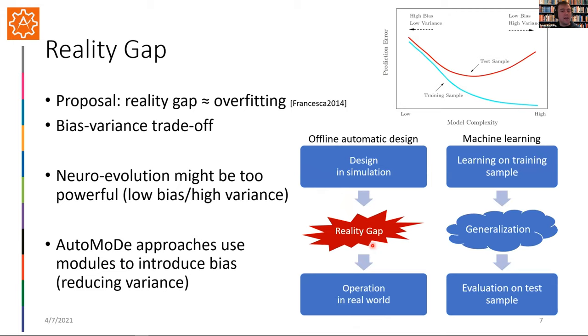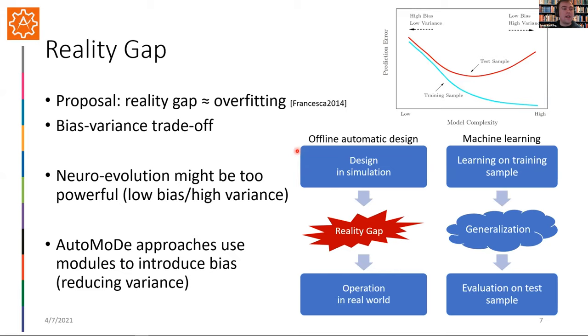Francesca et al. have proposed back in 2013 that we might be looking at the reality gap in a similar sense as overfitting in machine learning. Because in machine learning, we're learning on a training sample and we're evaluating on a test sample. And in between, there is a process. We just assume that the model that we've learned on the training sample generalizes onto the test sample. And in a similar vein, Francesca et al.